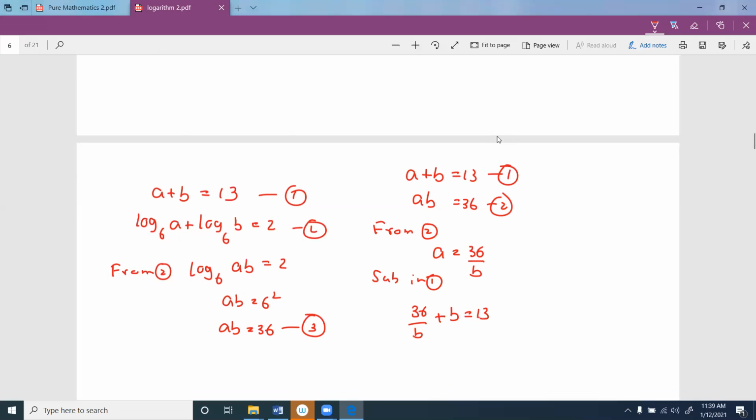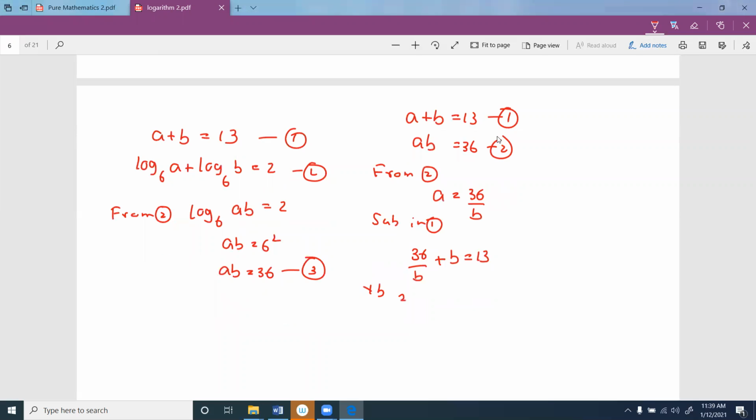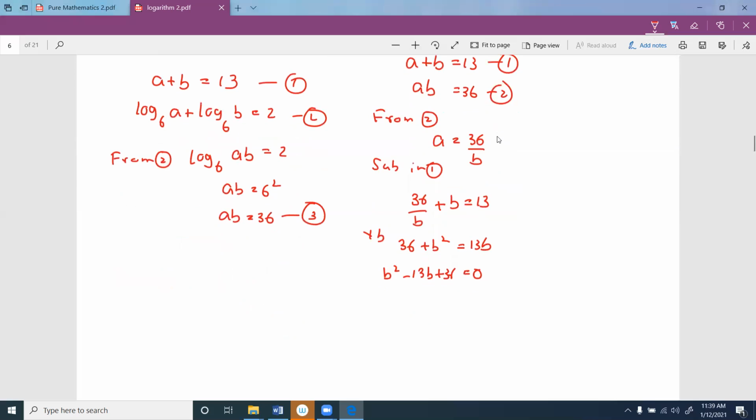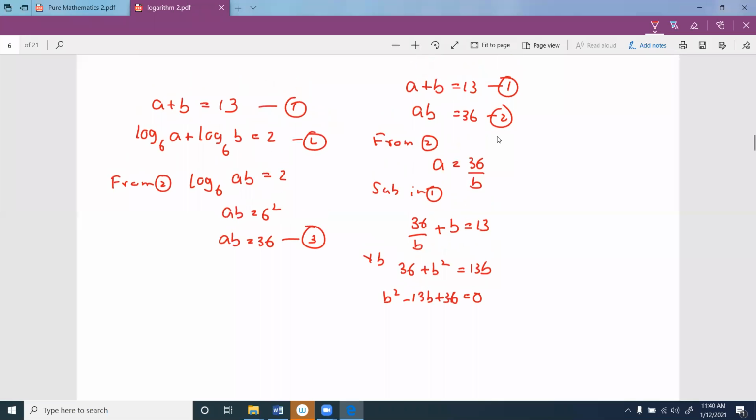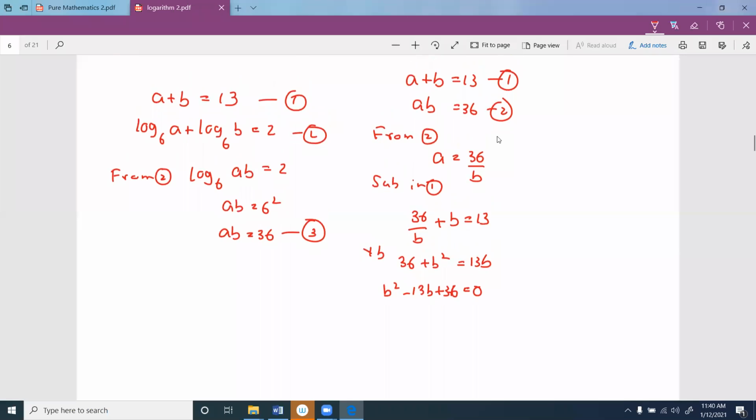Then multiply everything with b: 36 plus b squared equals 13b. Then b squared minus 13b plus 36 equals 0. If you simplify this, 13b, you can think of 12 into 3, 18 into 2. Anyway, we need to get some solution for this, 36. Then you can get the answer for b.